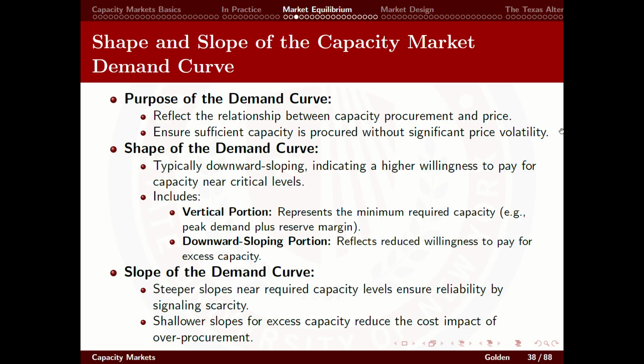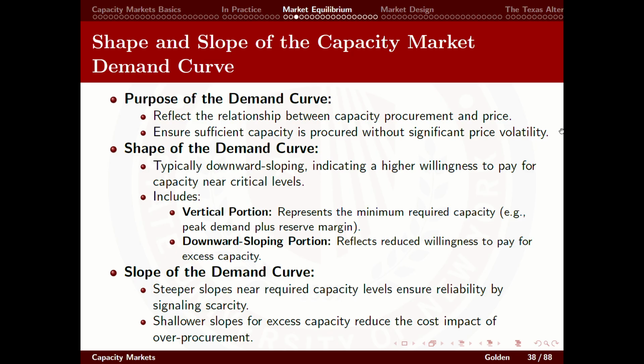Then you want a typically downward sloping demand curve indicating that a higher willingness to pay for capacity is very valuable at levels near critical. There's a vertical portion of capacity where you really need this amount of capacity and you're willing to pay almost anything to get it. And then there's a downward sloping demand where you reduce your willingness to pay for more and more capacity. Eventually, your capacity payments get to zero as you have enough capacity in the market.